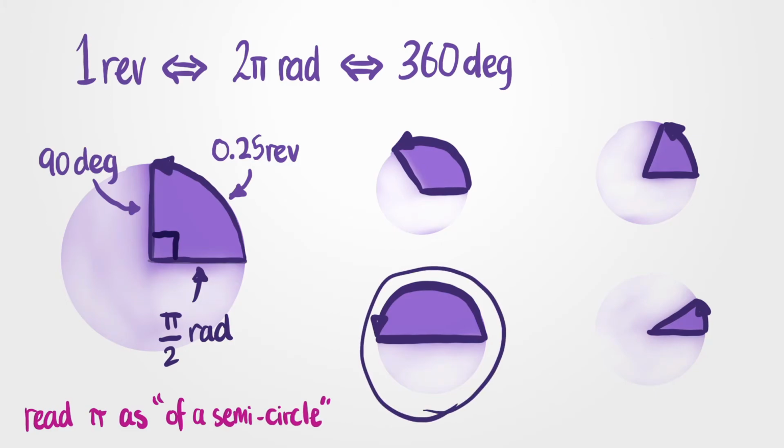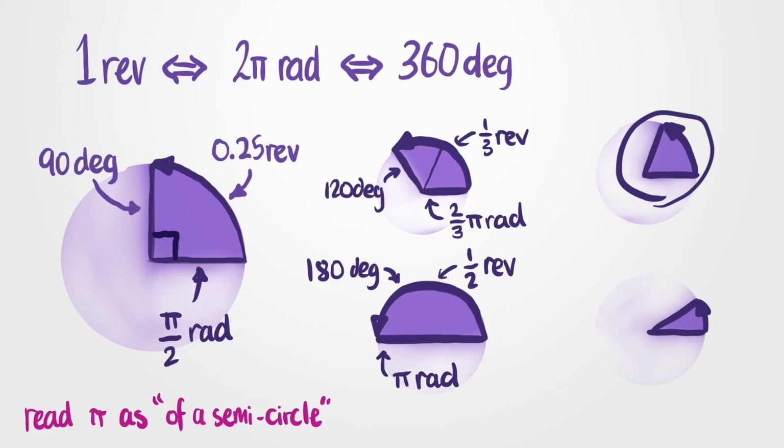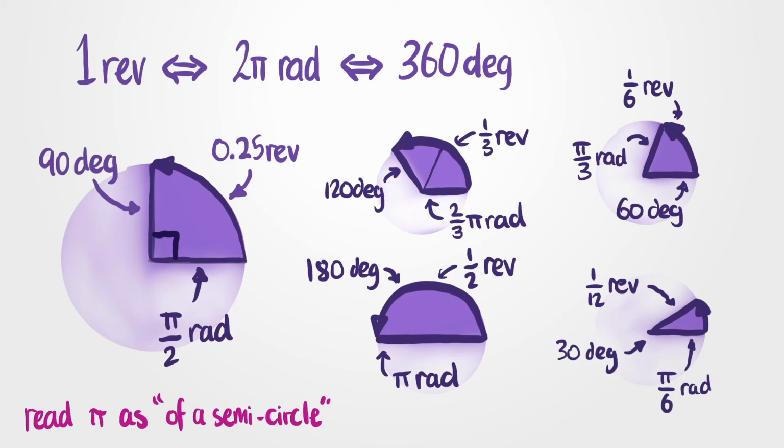Let's start with this one. This is half of a revolution. Since this is just a semicircle, this is one of a semicircle. And half of 360 degrees is just 180 degrees. This is a third of a revolution, so it's 2/3 of a semicircle. And a third of 360 is just 120. This one's a third of a semicircle, and therefore a sixth of a revolution. And 1/6 of 360 is just 60. This last angle is 1/6 of a semicircle, and therefore it's 1/12 of a revolution. And 1/12 of 360 is just 30. You're going to have to be pretty familiar with all of these angles, so it might help you to do a few of these conversions yourself.